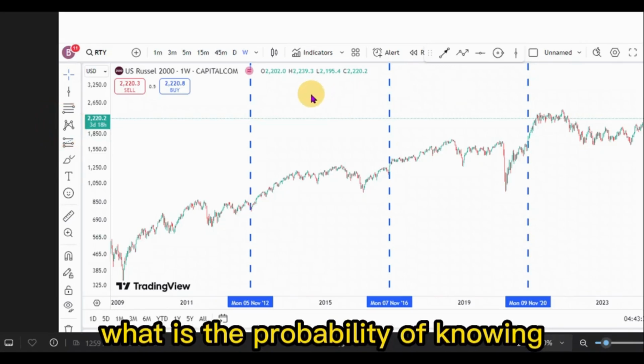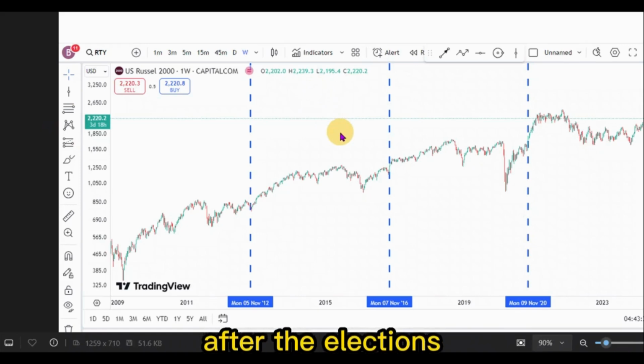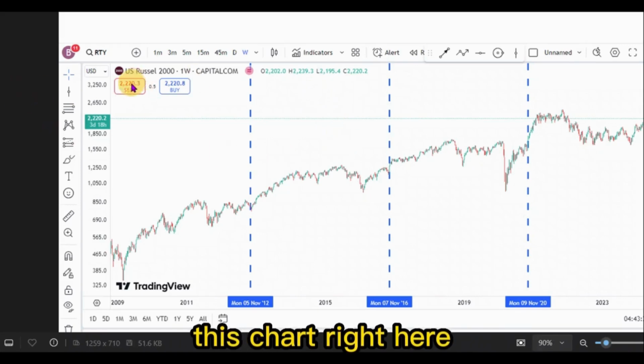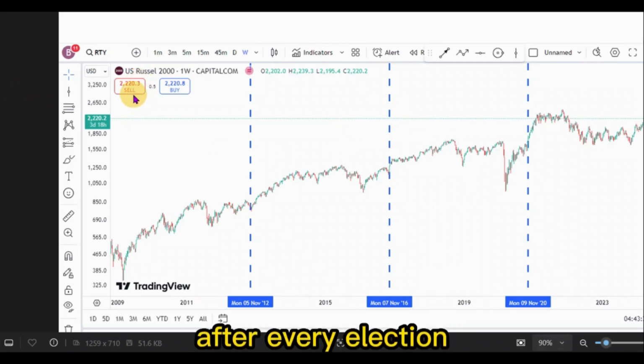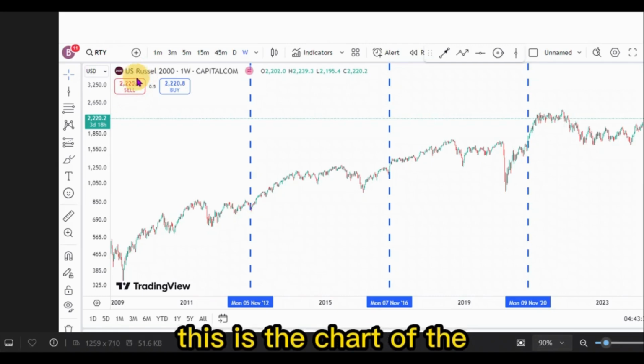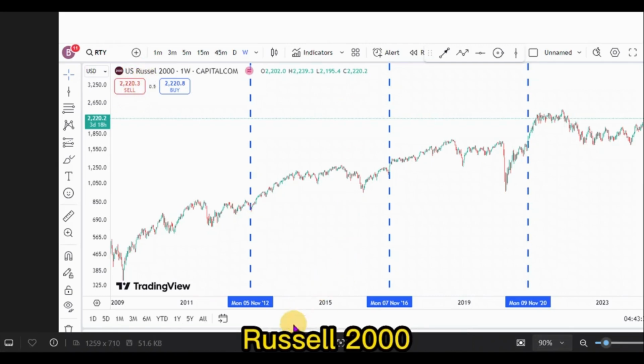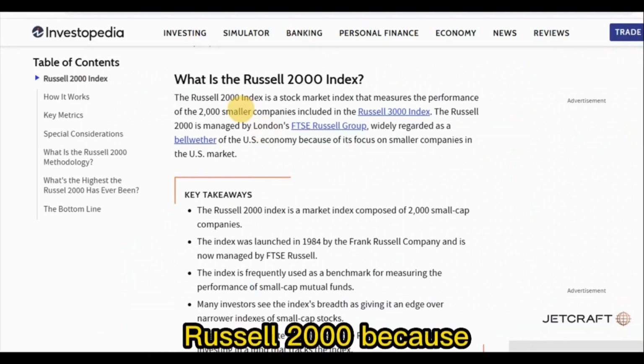What is the probability of knowing what is going to happen after the elections, right? This chart right here shows us exactly what usually happens after every election. This is the chart of the US Russell 2000. Now, why are we using the US Russell 2000?